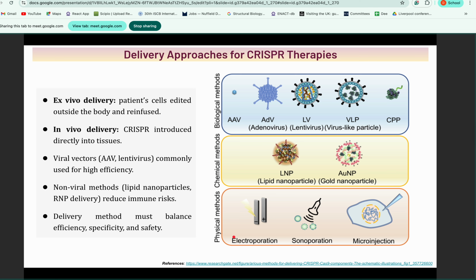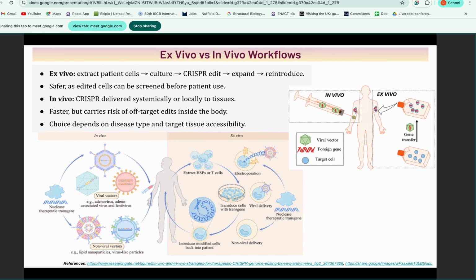And these are some of the physical methods. Whenever we are doing the delivery, we should keep these things in mind: its efficiency should be good, but it should also be safe and specific. In the region where we want to have the influence of that system, it should target only the specific target gene. It should not bind to off-target sites. That comes under specificity. All these things need to be kept in mind while we use these delivery systems to introduce the CRISPR-Cas system into the host.